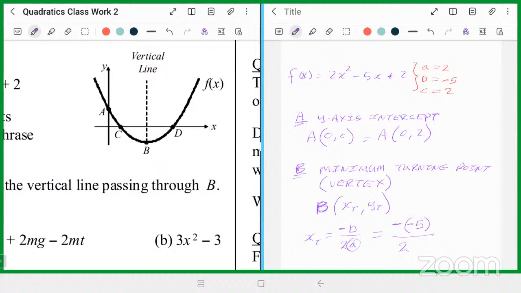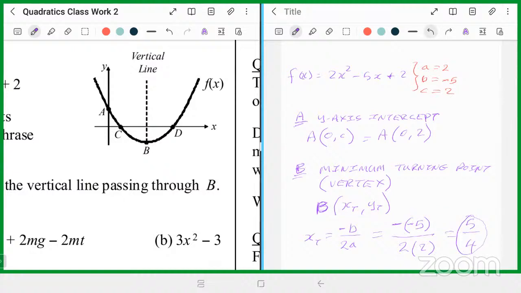What is the a value? The a value is this 2 right here. And so it becomes 2 times 2. Then we all know that negative times negative is a positive. So this becomes +5, and this becomes 4. So it means that this is the x value at the turning point, which is going to go right here for the xt.